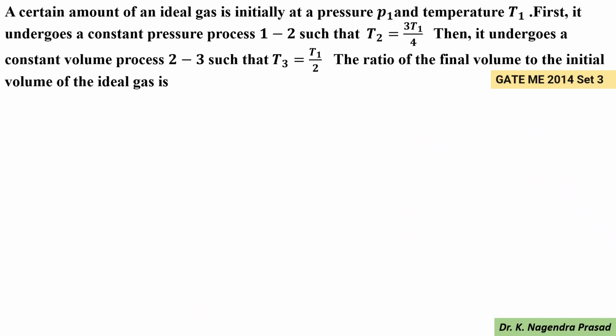Let's see the next question. A certain amount of an ideal gas is initially at a pressure P1 and temperature T1. First, it undergoes a constant pressure process 1 to 2 such that T2 equals 3T1 divided by 4. Then it undergoes a constant volume process 2 to 3 such that T3 equals T1 by 2. The ratio of the final volume to the initial volume of the ideal gas is dash. So let's see the solution.